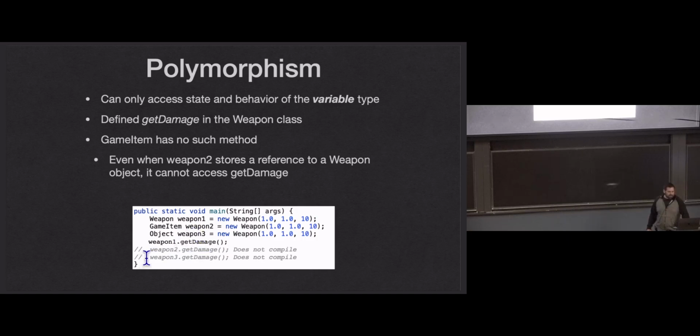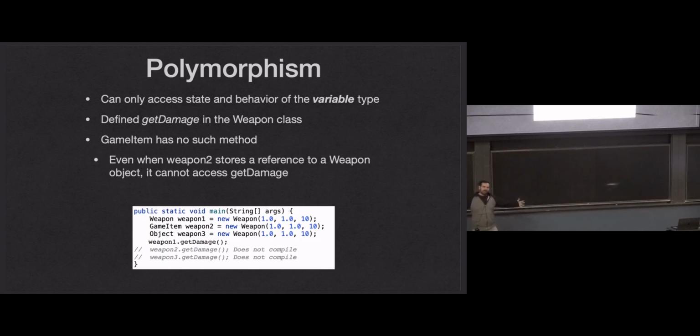Likewise, weapon3 of type Object, can't do much with that. Can't call getDamage for sure because the Object class doesn't know about the getDamage method. And in general, classes don't know about the classes that inherit from them. The GameItem class, for all it knows, nothing extends it. There's nothing in the GameItem class that says, hey, by the way, you're extended by this weapon class and this health potion class. Just thought you should know. There's nothing of the sort. It doesn't know. To the Object class, it's the only class that exists in Java. It doesn't know about anything else.